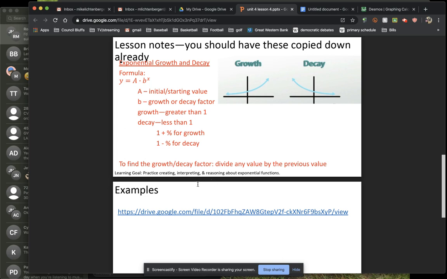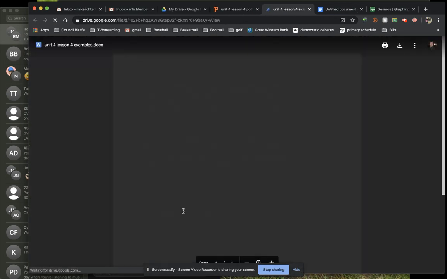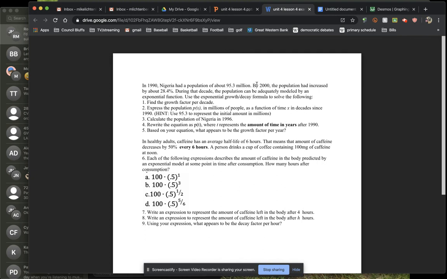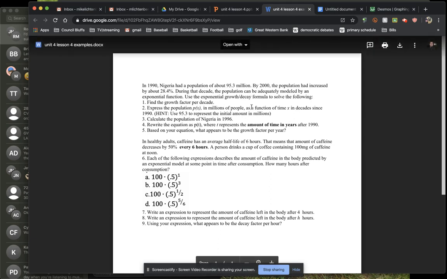Okay, once again, no new lesson notes, so let's go straight to the examples. In 1990, Nigeria had a population of about 95.3 million. By 2000, the population had increased by about 28.4%. During that decade, the population can be adequately modeled by an exponential function. Use the exponential growth decay formula to solve the following. So find the growth factor per decade.